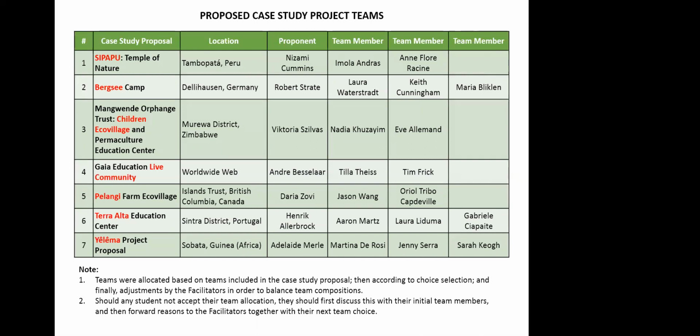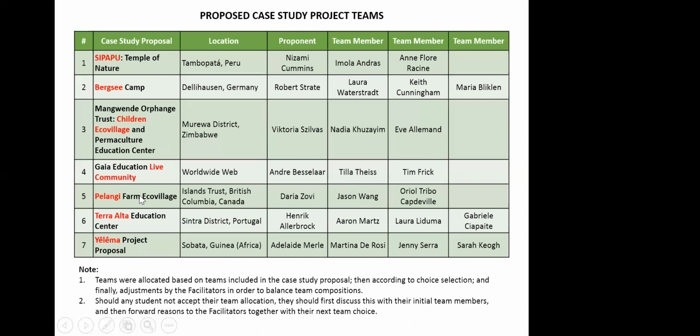So you'll find that we've tried to generally stick to within 3 to 4 team members. For example, the Yelema project, those members were already identified in the initial proposal by Adelaide. And then also the Berksea camp. This team pretty much nominated themselves. Then we've got the team proponents, so they are anchor tenants in their own team. And then where we couldn't allocate, we just applied our minds.